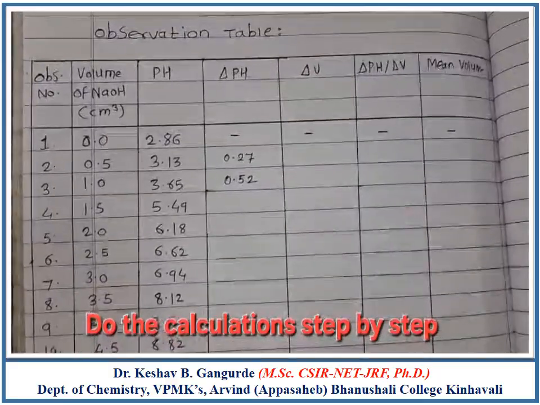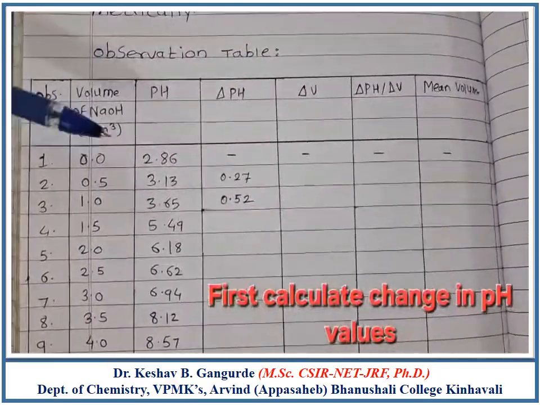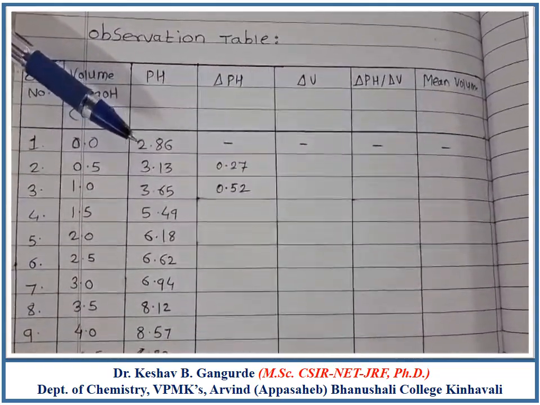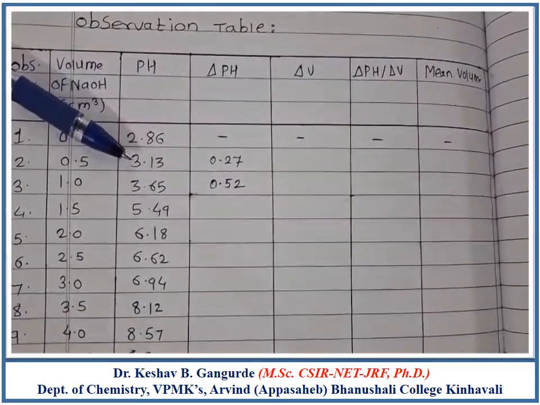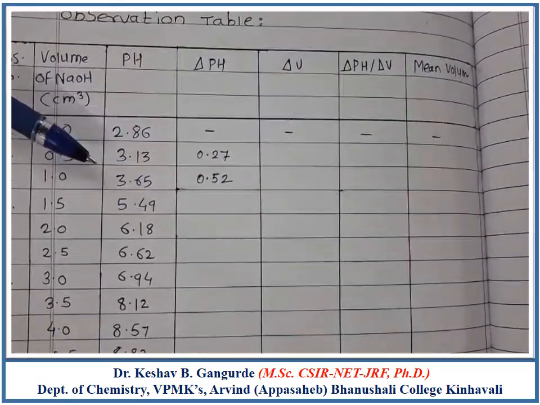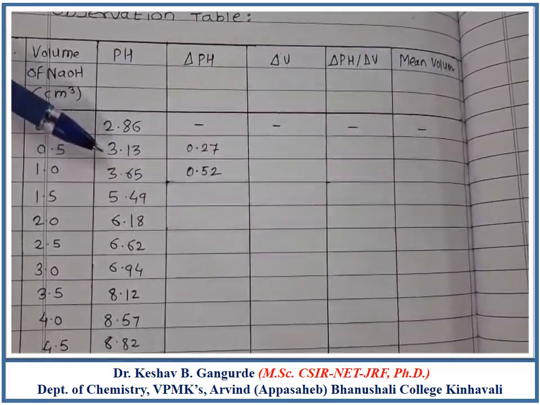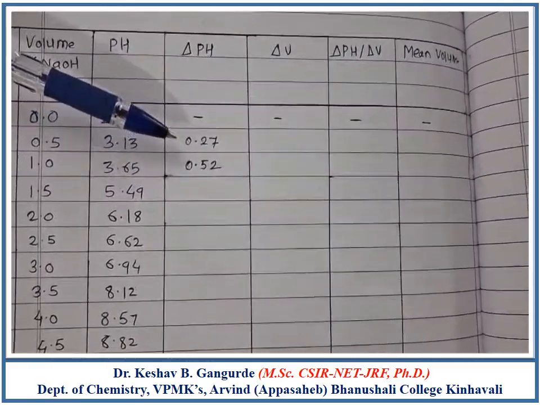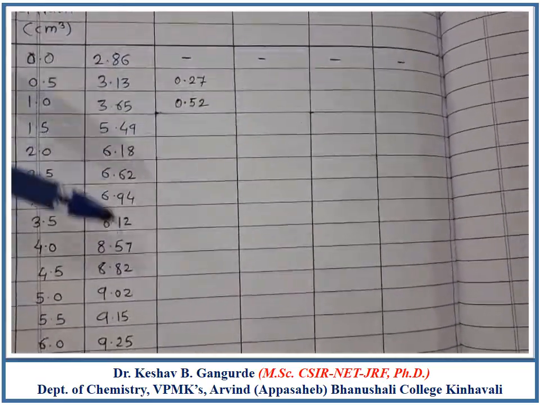Let's do the calculation. Let's first calculate delta pH, that is the change in pH values. The pH readings are increasing, therefore the change in pH for the second reading is 3.13 minus 2.86, that is 0.27. The change in pH for the third reading is 3.65 minus 3.13, which is equal to 0.52. In this way, calculate delta pH for all the pH readings.